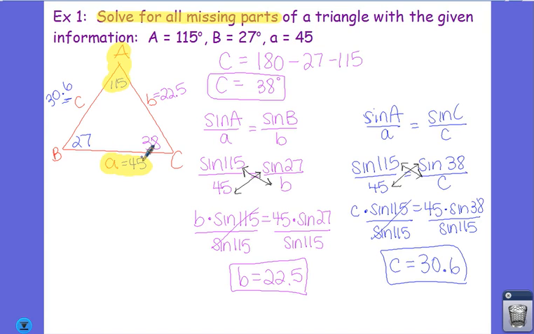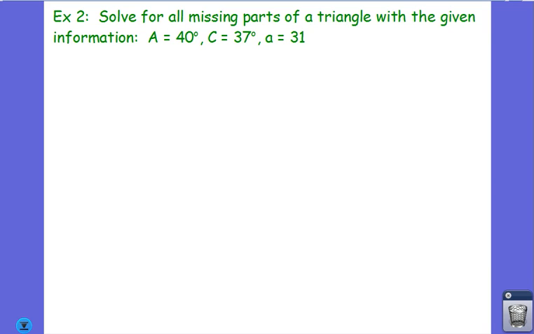So let's look at the next example. Now that we've tried one, we're going to pick up the pace just a little bit. Let's go ahead and set up our picture.